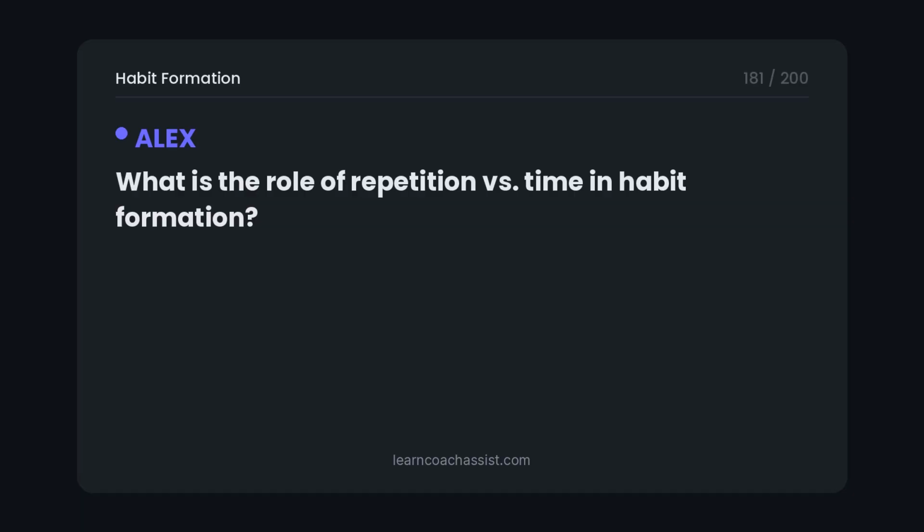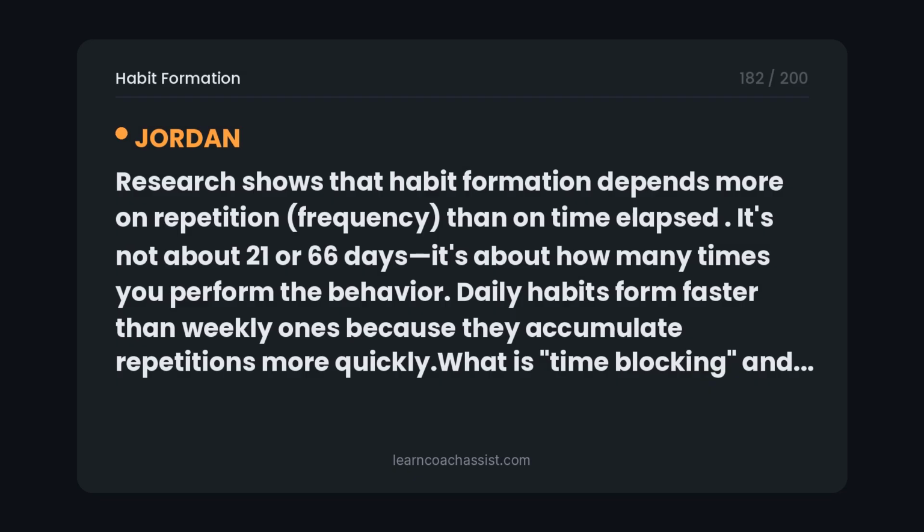What is the role of repetition versus time in habit formation? Research shows that habit formation depends more on repetition, frequency, than on time elapsed. It's not about 21 or 66 days, it's about how many times you perform the behavior. Daily habits form faster than weekly ones because they accumulate repetitions more quickly.